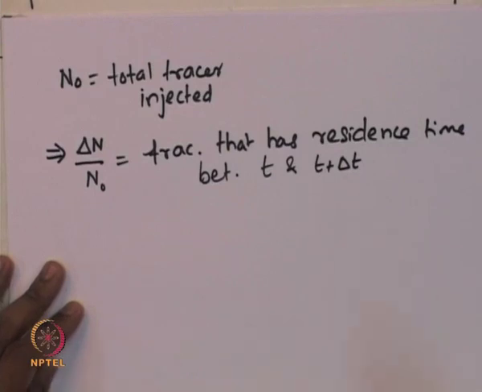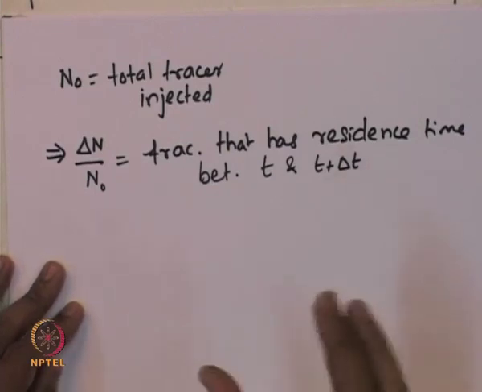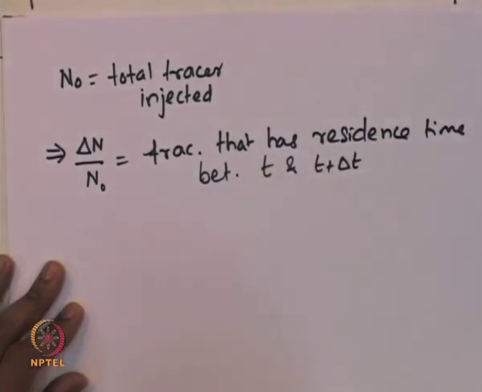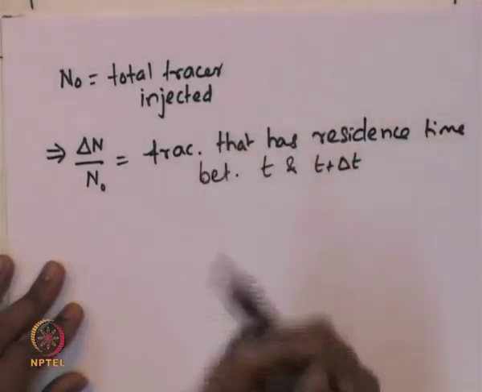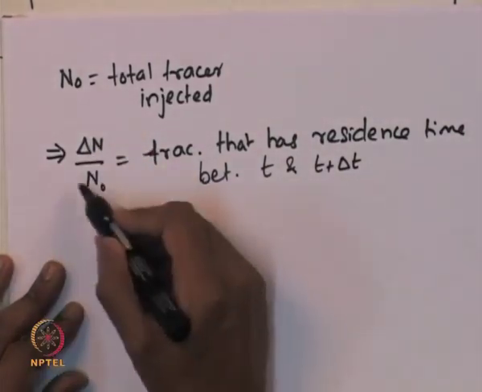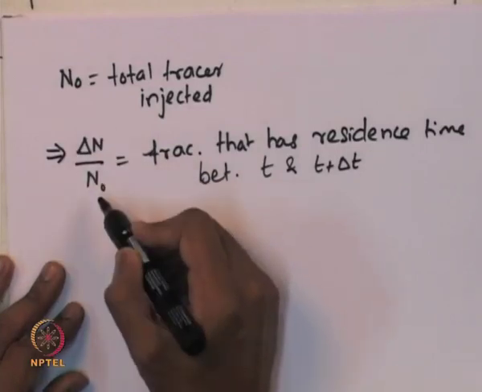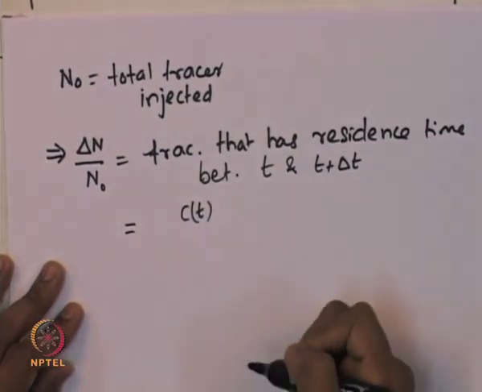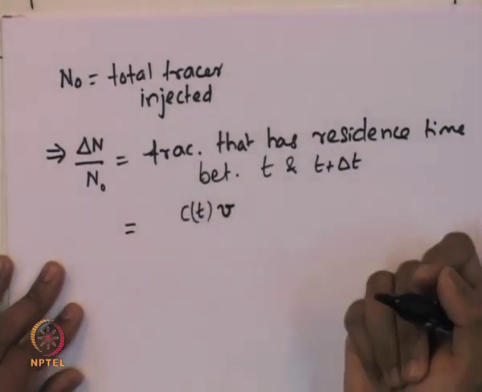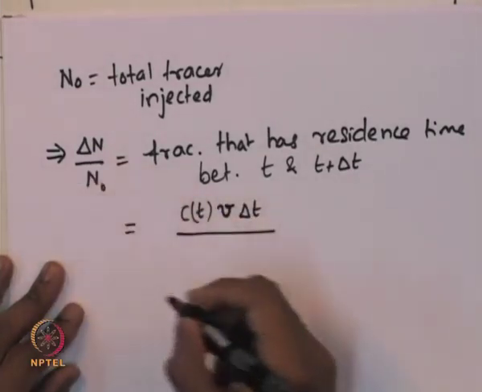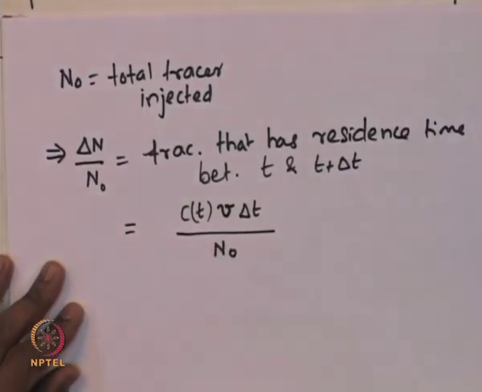So, the time that a certain amount of material has spent inside the reactor, if that is between t and t plus delta t, that will be the material which is going to come out of the vessel in that time delta t. Therefore, the fraction that has residence time between t and t plus delta t is simply given by delta N divided by N naught, and that is equal to C, the concentration of the tracer in the effluent, multiplied by the volumetric flow rate of the effluent stream into delta t. This whole numerator is nothing but delta N divided by N naught.